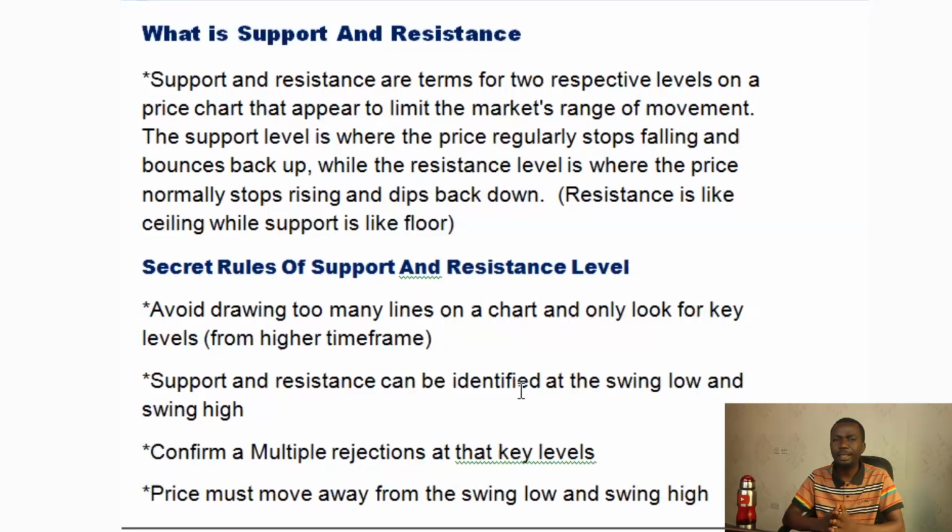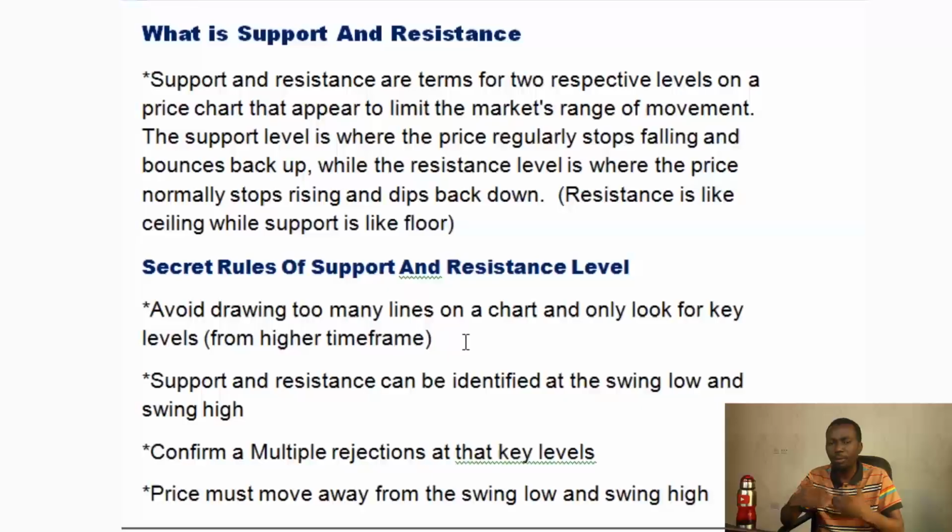After looking at the meaning of support and resistance, we now delve into the secret rules of support and resistance levels. Another rule is to avoid drawing too many lines on a price chart because it is not going to be effective. So avoid drawing too many lines on a chart and only look for key levels from a higher time frame. We use the example of the 15-minute time frame compared to the 4-hour time frame, because at the 15-minute time frame you see so many levels, right? So you avoid those levels. Rather, let your levels be drawn at the higher time frame for you to know where the market is actually heading, because the lower time frame levels can easily be broken, right?